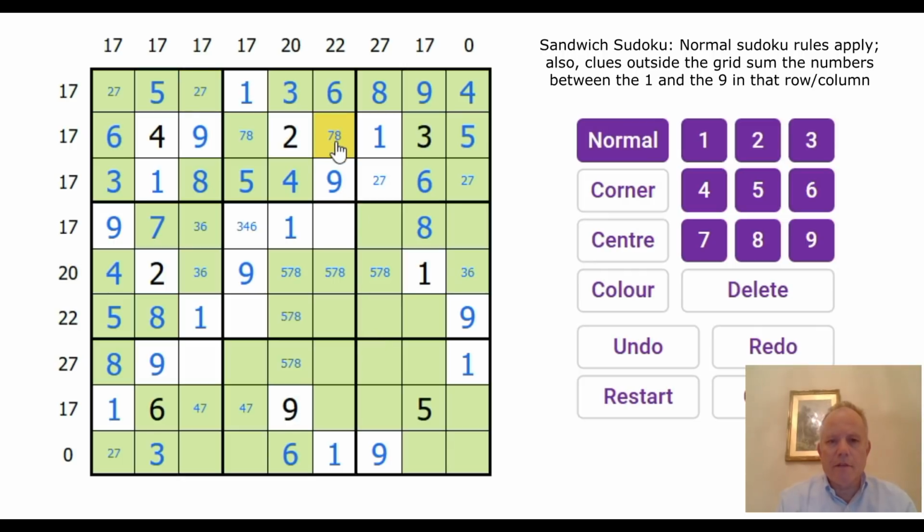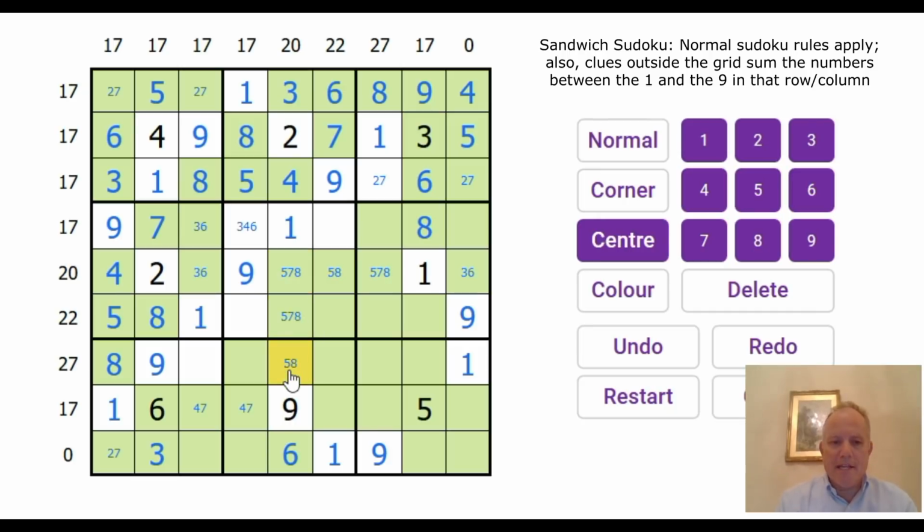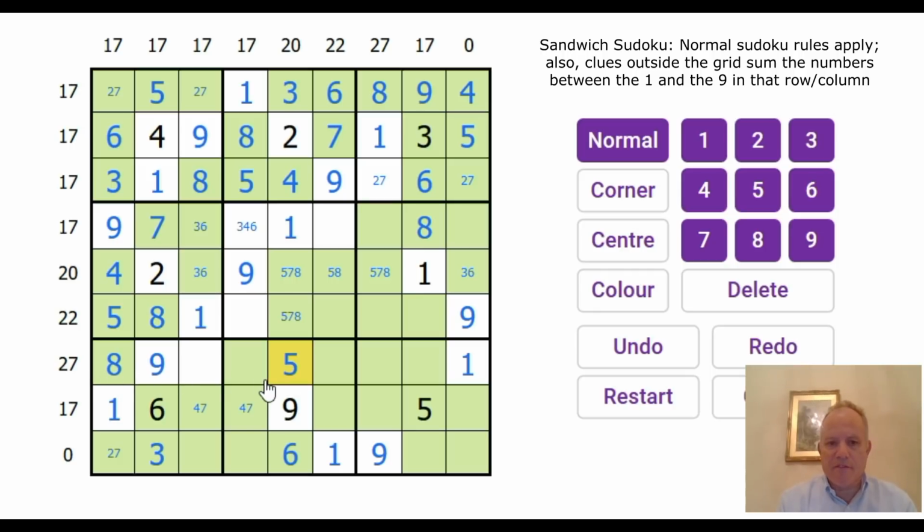Yes, this 22 has to add up to 13 outside. Right, so that's not a 7. That means 7 must be one of these two. That's not a 7, and it's not an 8 because of that. So that's a 5. That makes that a 5. This one's a 7. That's an 8. 7 there.